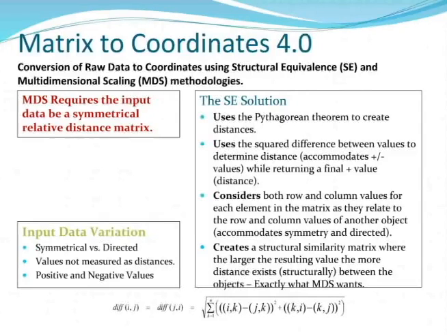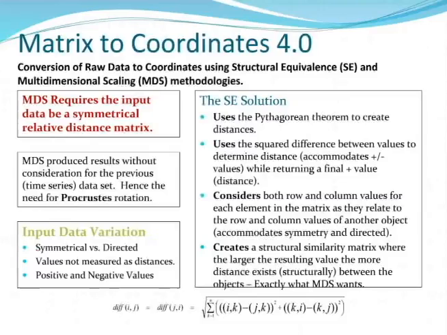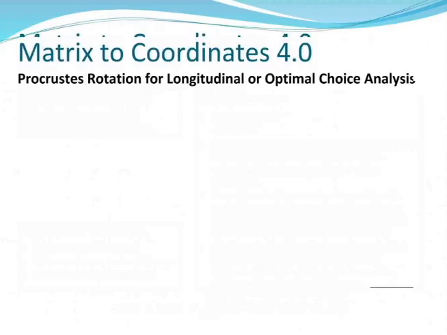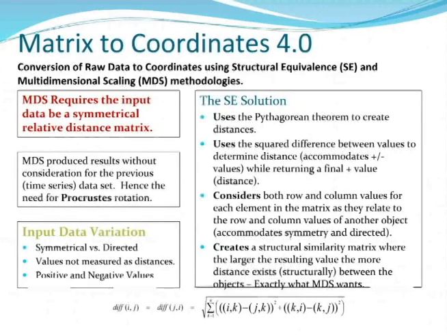Okay, so what matrix coordinates is basically going to do is compare each object structurally to each other object, determine how different they are, and represent those differences as distances. Once that final matrix is fed into the MDS algorithm, it returns a series of coordinates, and those coordinates are what we're going to visualize.